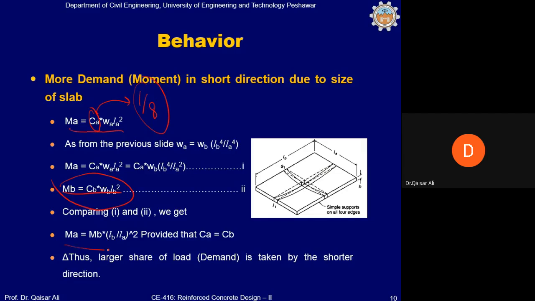So finally, this is the equation. MA, that is the moment transfer along the shorter direction, will be MB into (LB by LA) squared. For example, if LB by LA is equal to 2, MA will be equal to 4 MB, which means that for a longer to shorter span ratio of 2, the moment transferred along the shorter direction will be 4 times the moment transfer along the longer direction. And that is why we categorize that system as a one-way slab system, because major load transfer and moment transfer will be in the shorter direction.